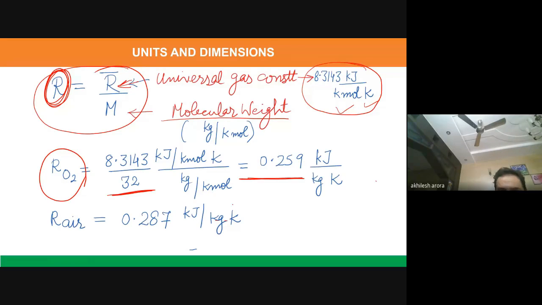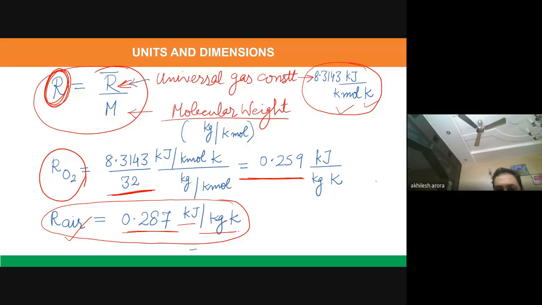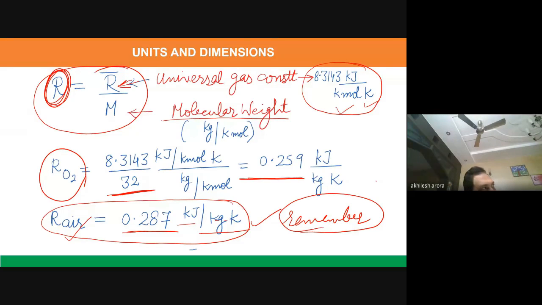If you calculate the value of R, the characteristic gas constant for air, the value is 0.287 kilojoules per kg per Kelvin, and you have to remember it. Nobody is going to tell you. Sometimes a question may come where air is given as the substance, and then the value of R won't be given. So you have to remember this particular value. It is 0.287 kilojoules per kg Kelvin.